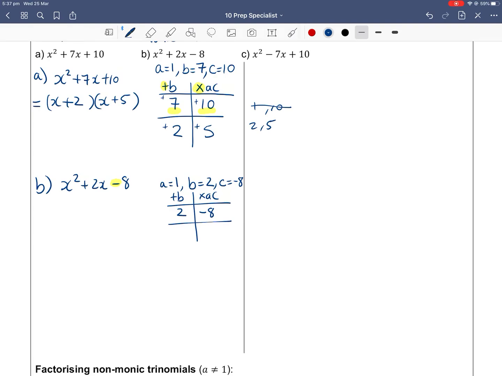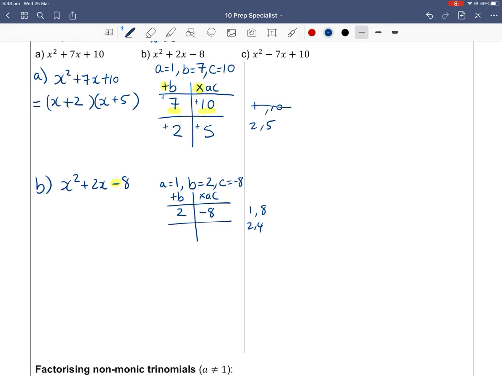So again, I tend to start thinking by the factors of 8 first. So 1 times 8 is 8, or 2 times 4 is 8. And you need whole numbers, can't be decimals, can't be fractions. That's all the factors of 8. Now, amongst these combinations, what can you add together to become 2?